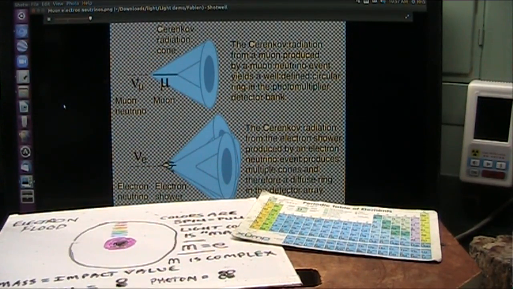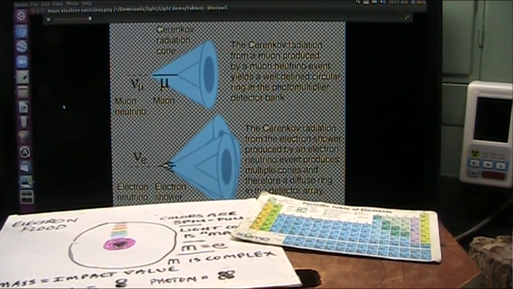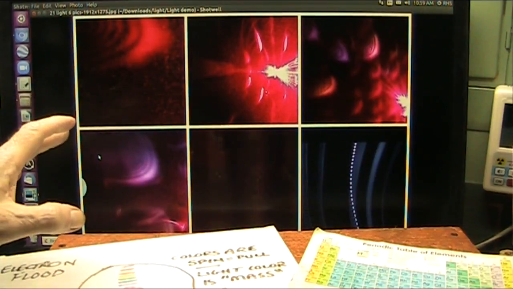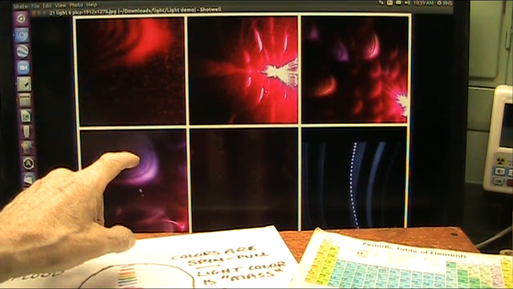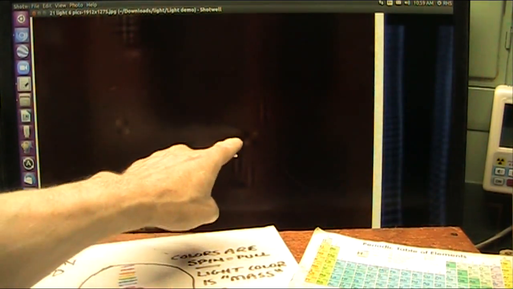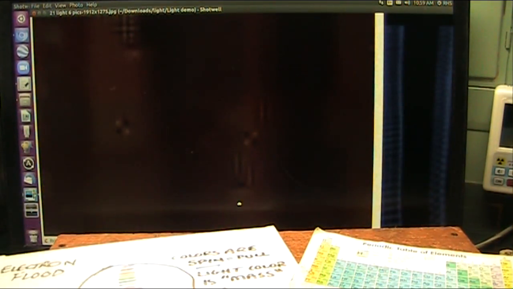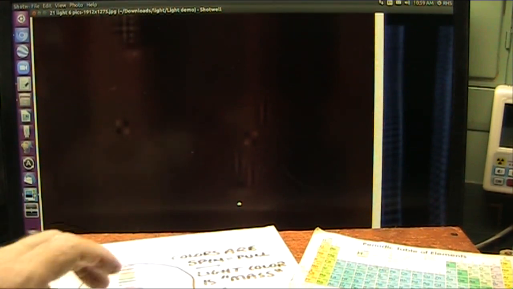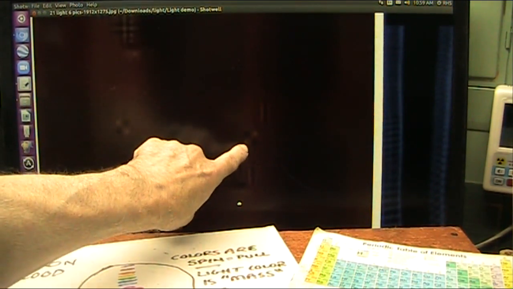Fermilab apparently can't find these. I can show you them right now. All right, it's very, very simple. Light is a particle. This is literally light. That is the particle of light.